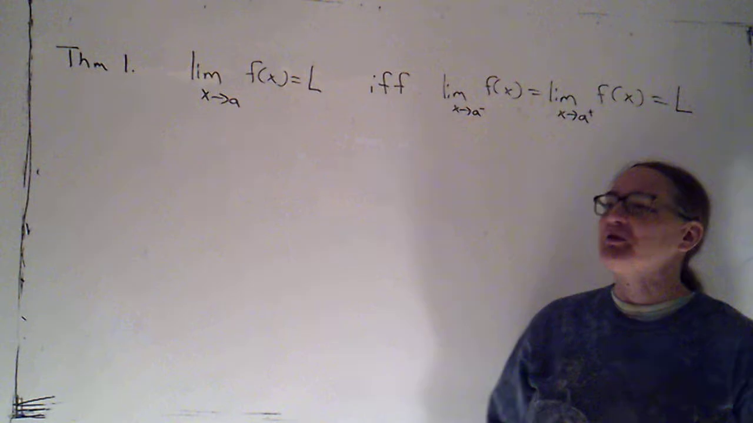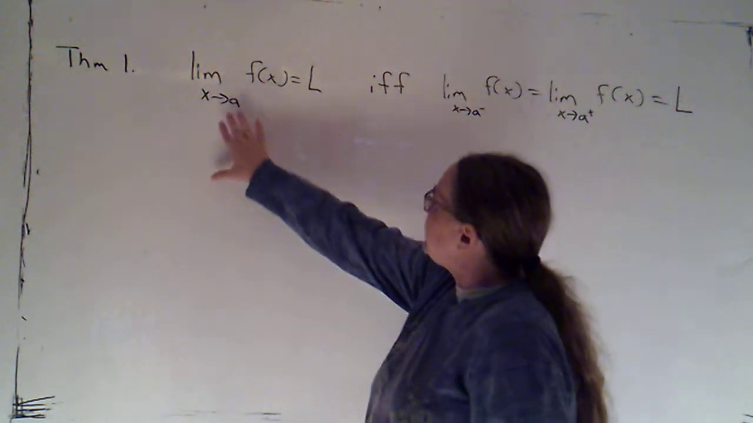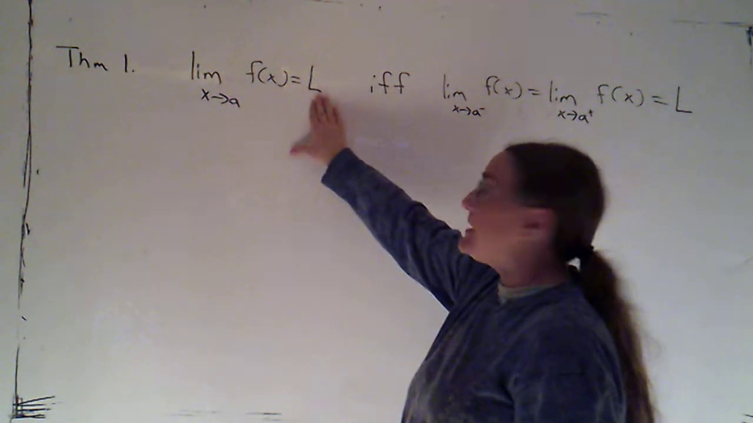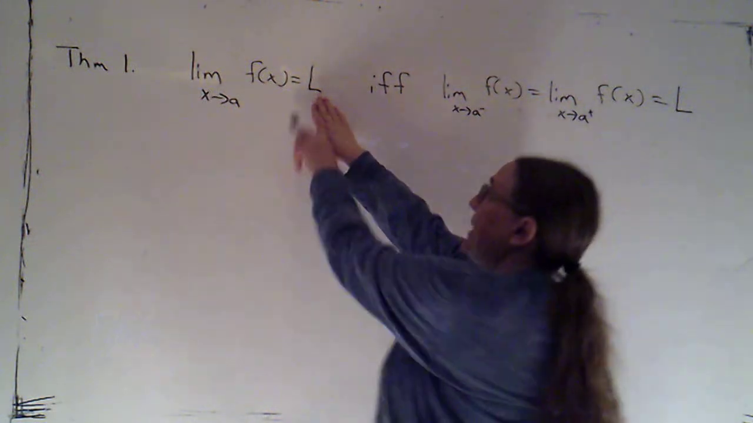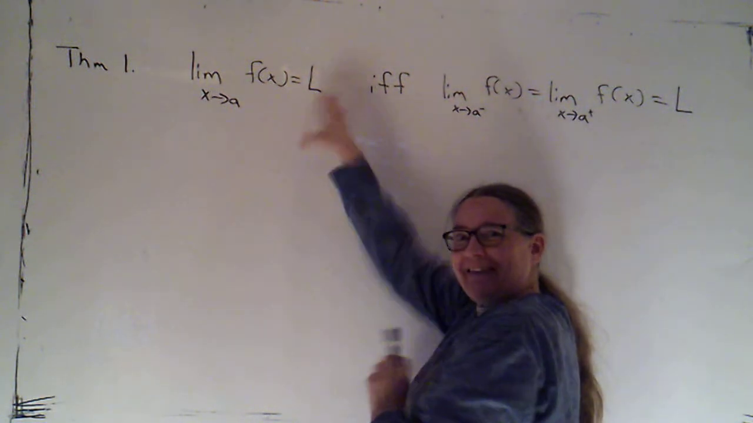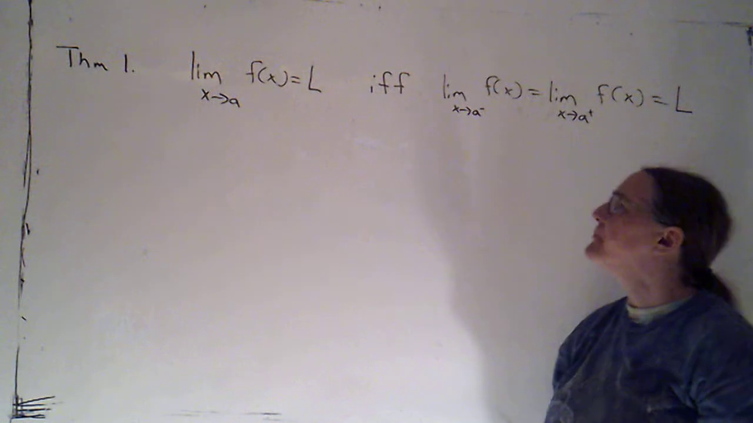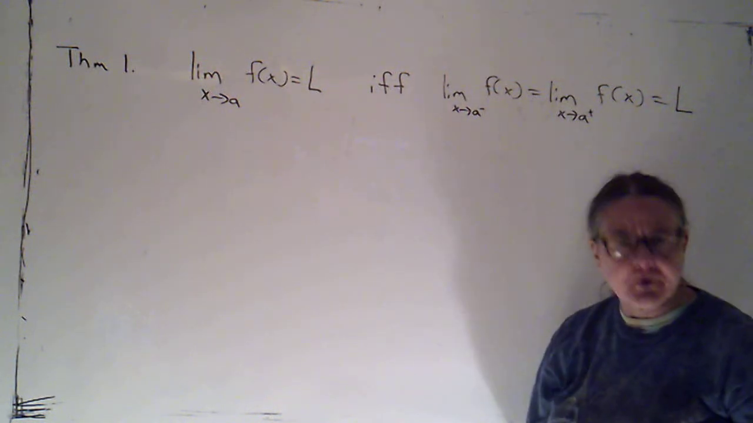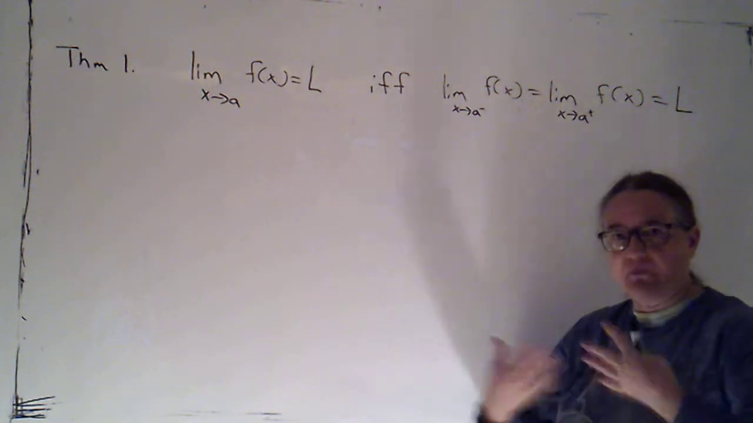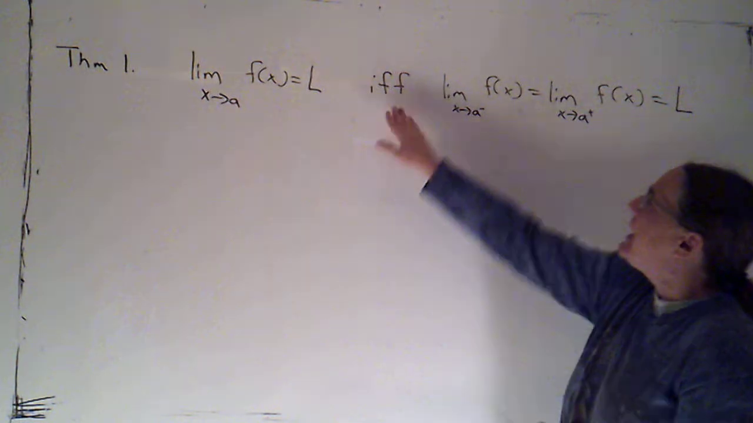I've got theorem 1 from your textbook up here on the board. It says that the two-sided limit of f of x is equal to L. And remember, by assigning a variable name to that, that's saying we're talking about a finite limit here. Although it turns out this is actually true for infinite limits as well, but that would require a separate statement.